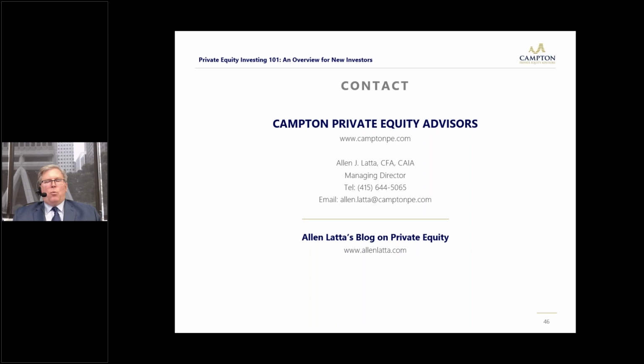So as new investors come into private equity, something that I think is very important for an investor to really understand is the contract terms of those limited partnership agreements. And for that, you can either rely on an experienced lawyer or you can work with your external advisor to really understand what the key provisions are of those limited partnership agreements.